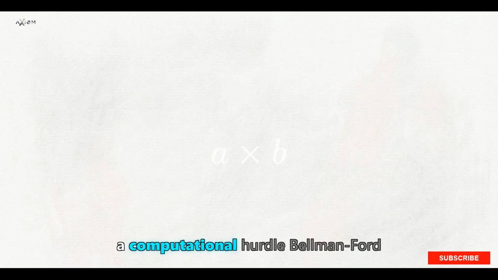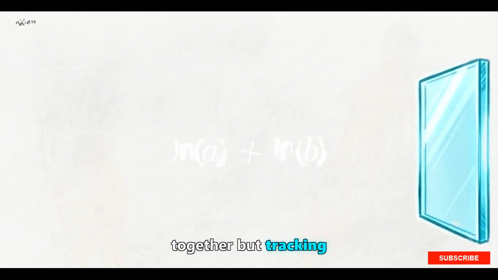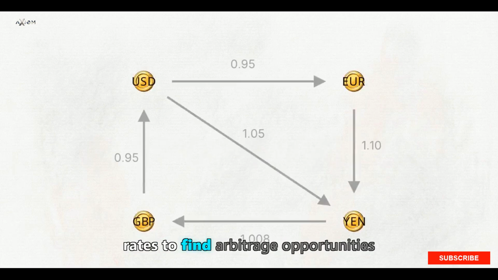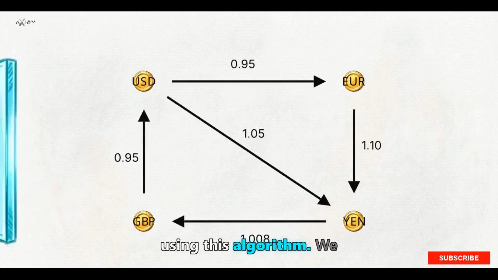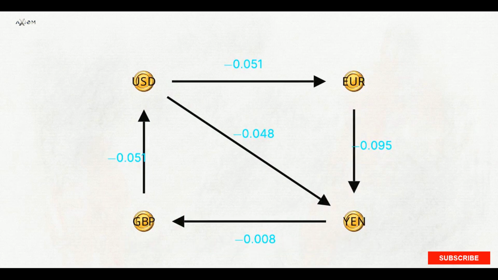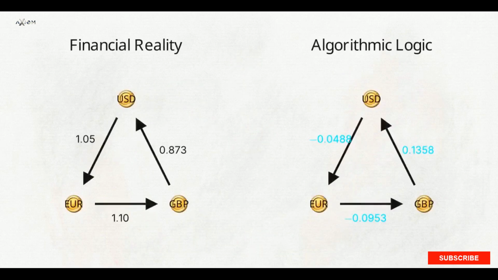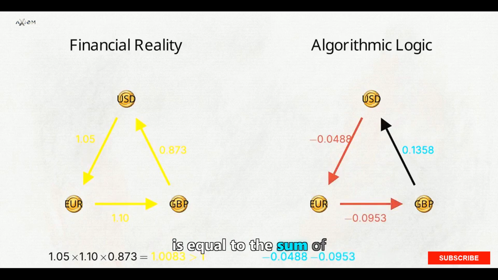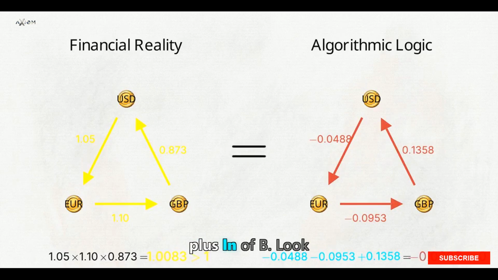This presents a computational hurdle. Bellman-Ford works by summing edge weights together, but tracking a sequence of currency exchanges requires multiplying those rates to find arbitrage opportunities. Using this algorithm, we need a mathematical transformation that turns a multiplication problem into an addition problem. We achieve this using logarithms. A core property of logarithms states that the log of a product is equal to the sum of the logs. ln(A times B) equals ln A plus ln B.